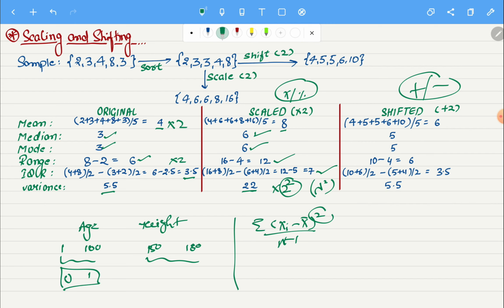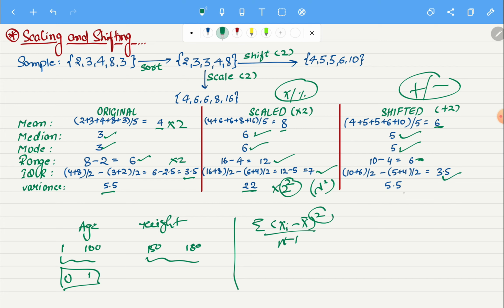Now if we talk about shifting, I am adding 2 to our elements, and we can see our mean is also shifted by 2. It will make a lot more sense when I show you a diagram. Our median has also shifted by 2, and the mode shifted by 2. Our range has stayed the same, which makes sense because you are adding the same number to both values, and when you subtract the two, it stays the same.